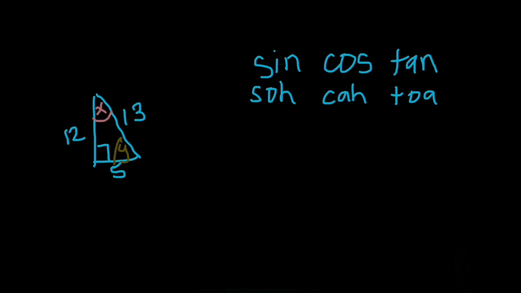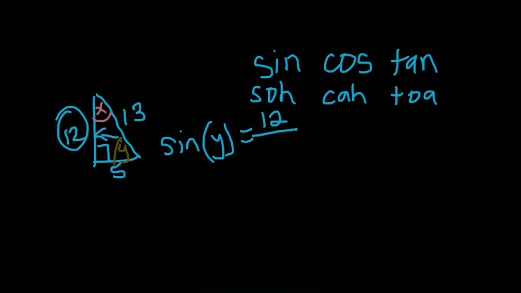Okay, so we've already found the ratios for angle x, but what if we want to find ratios for angle y, which is the last and third angle? For every different angle, the ratios aren't always going to be the same. So for angle y, the sine would be opposite over hypotenuse. Opposite of angle y is 12, and the hypotenuse is still the same, so it'd be 13.